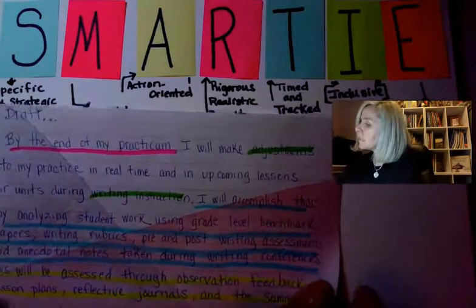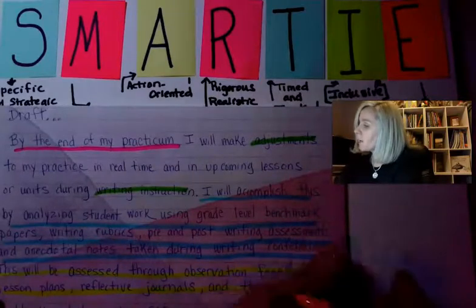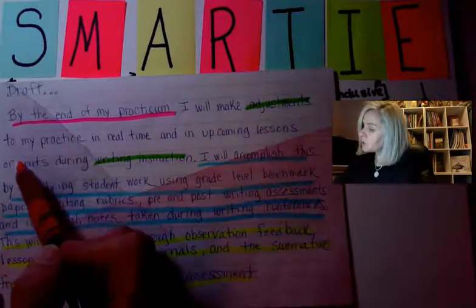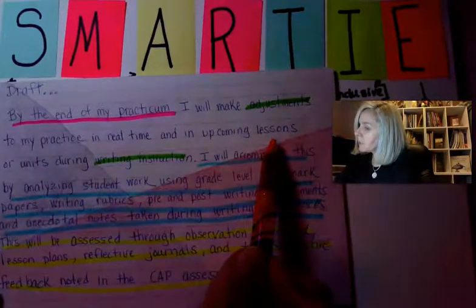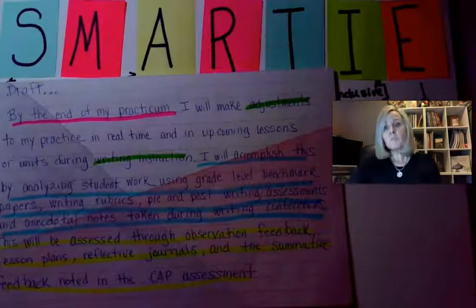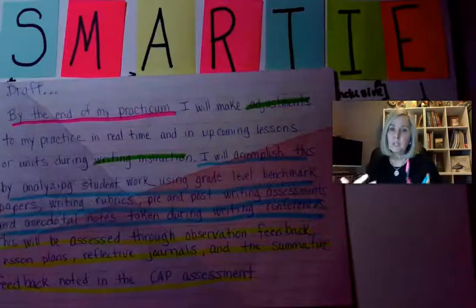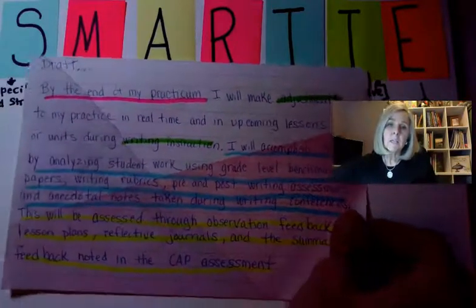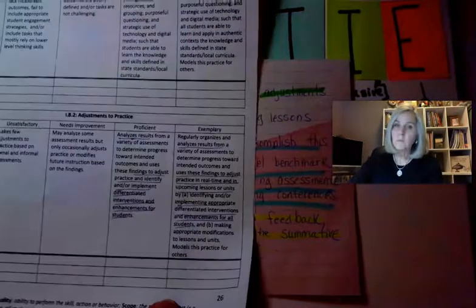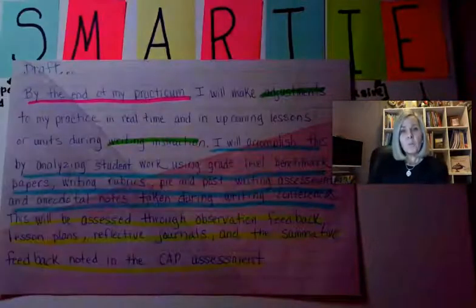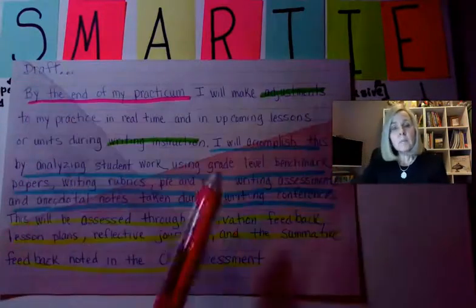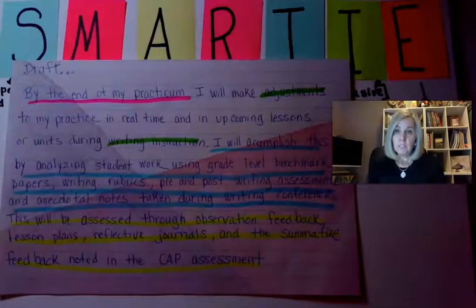I could make it more inclusive and equitable, because I could say that I will make adjustments to my practice in real time in upcoming lessons. I could say I would also differentiate instruction to meet the needs of diverse learners, right? So you could revise and change this. So by really using the language in the rubric and really even highlighting to say whether or not you have accomplished all of these aspects in your goal may be really helpful as you're drafting this process.